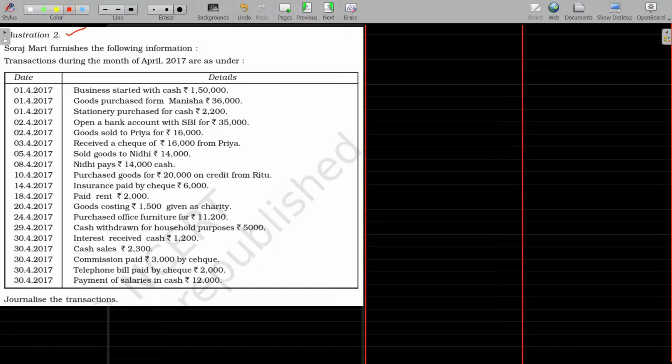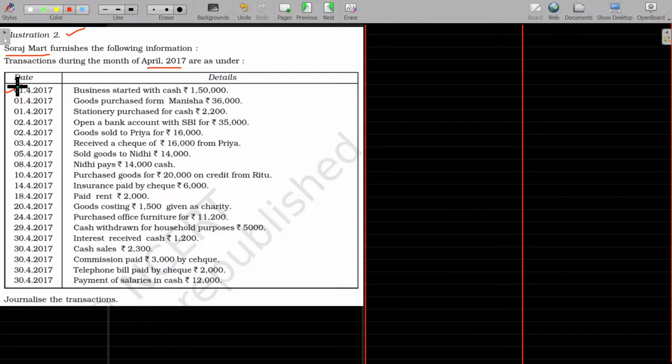Let's start with illustration number 2. Swaraj Mart furnishes the following information. Transactions during the month of April 2017 are as under. In my solution, I skip the date and ledger folio and other columns. I will directly pass a journal entry and post the values in the debit and credit. That's all. And of course, I am going to skip the narration also to save time.